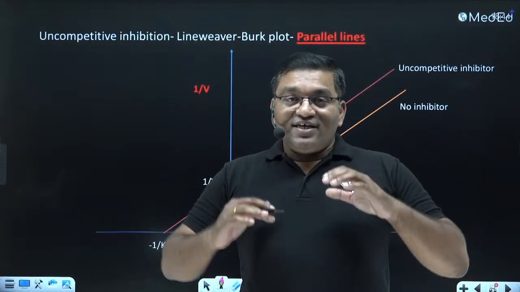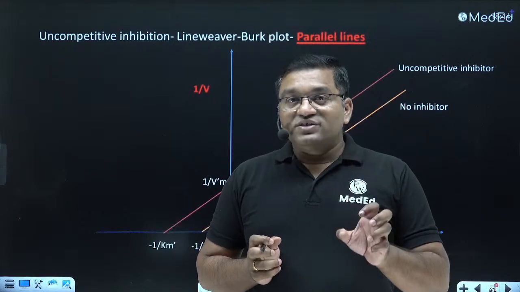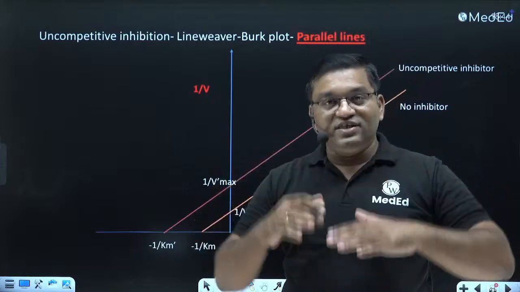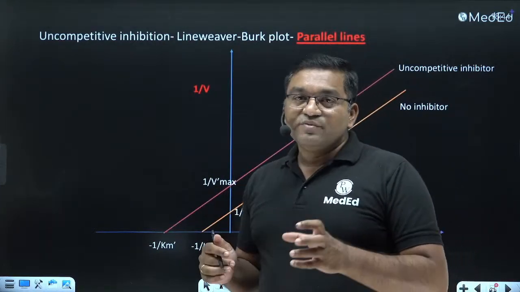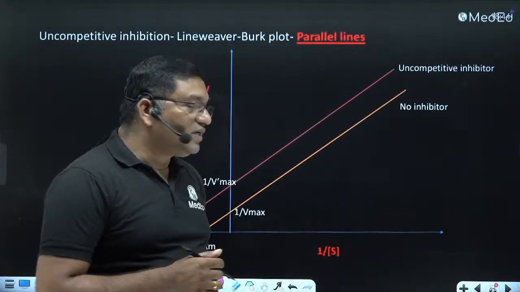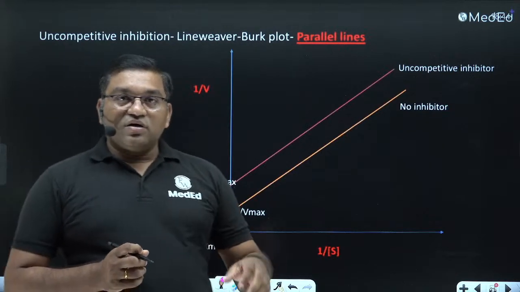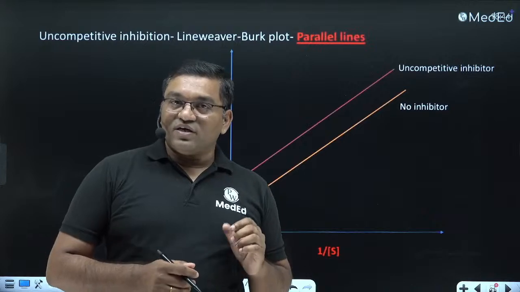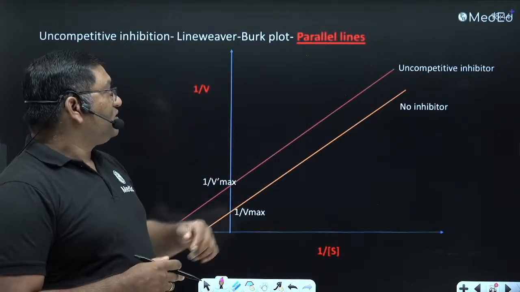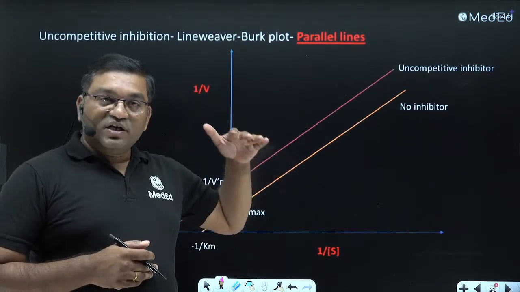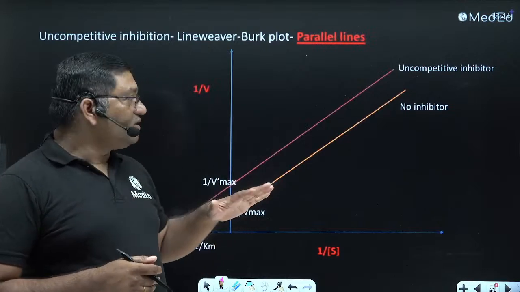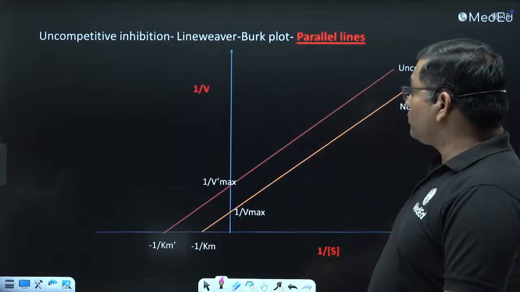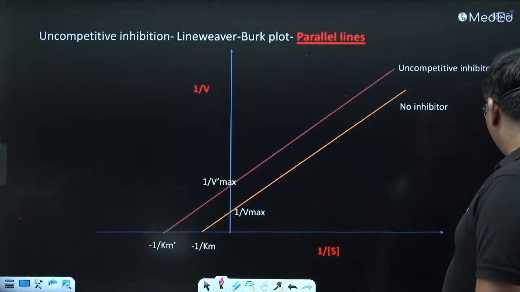In competitive inhibition, Km increases because higher substrate concentration is needed to achieve the Vmax. In case of non-competitive inhibition, Vmax decreases because most of the time it is an irreversible type of inhibition. And in non-competitive inhibition, Vmax decreases and Km remains the same. So remember these three things and three diagrams in case of competitive, non-competitive and uncompetitive inhibition.